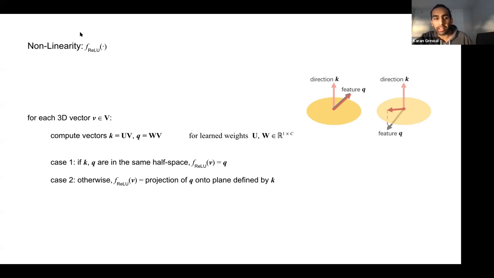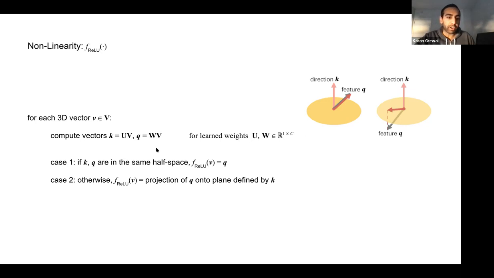And basically their higher dimensional version of ReLU is taking Q to be the output if it's in the same half space as K. That means the angle between Q and K is less than 90 degrees, then you take that as the output. But otherwise, if it's not in the same half space, then you would just project Q onto the plane that K defines. So K is a three-dimensional vector, which means it defines a 2D plane in three-dimensional space. And you would just take that to be the output of the nonlinearity here. So this is the equivalent of the input to the ReLU being less than zero. You just ignore the actual value and you take zero here. You're just projecting it onto this plane.